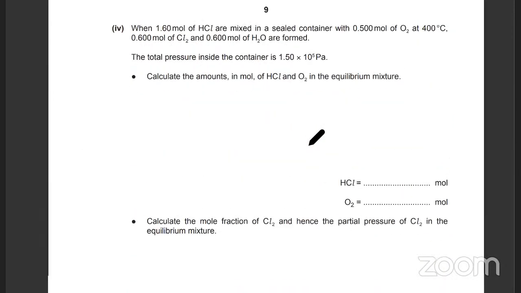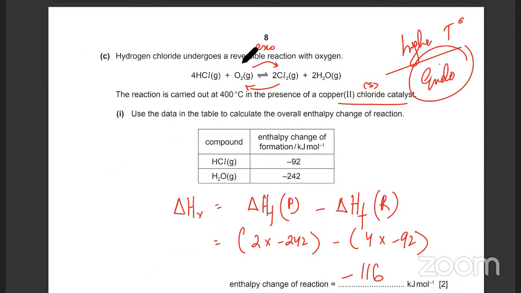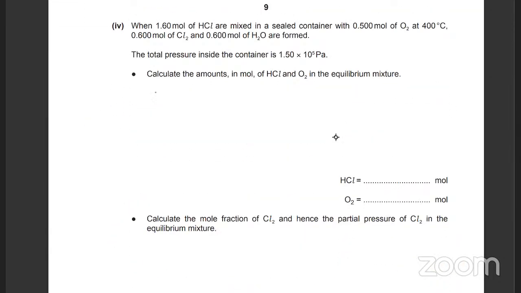So this one. Now this one is calculate the amount of moles. So we have to make a table. I would need this equation first. What's the equation? 4HCl plus O2, and the products that were formed were 2 Cl2 and 2 H2O. So that's my reaction.